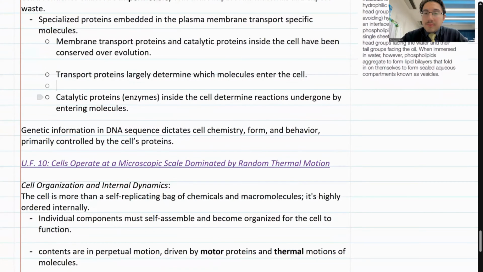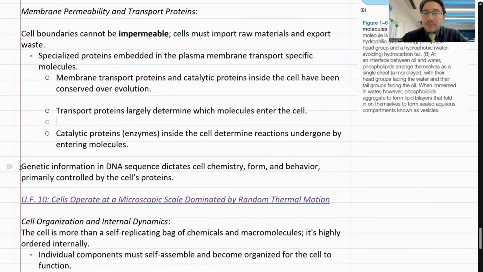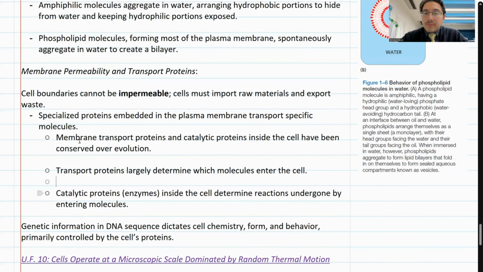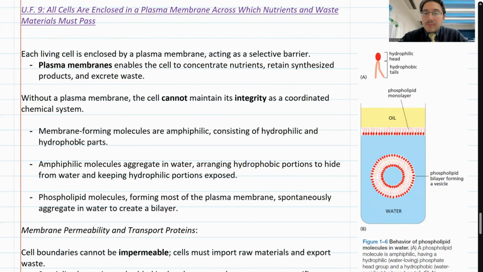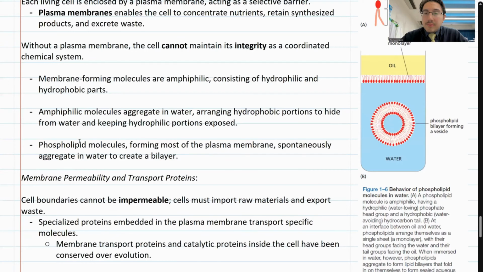So again, same idea, back to this concept about genetic information. DNA sequences have the information to create proteins that will have a specific structure and function to go to the cell membrane and provide a particular function. So yeah, all cells are enclosed in a plasma membrane through which nutrients and waste have to pass.